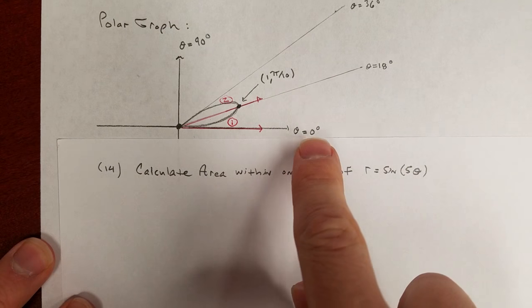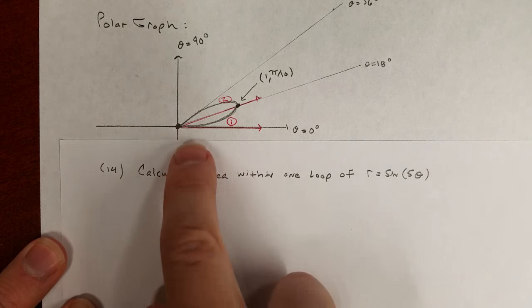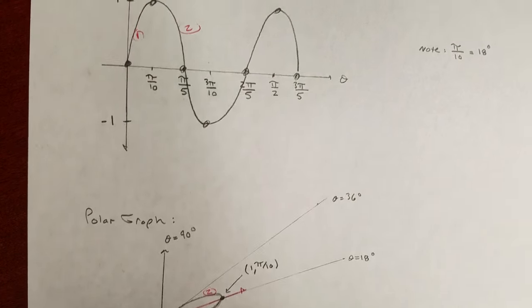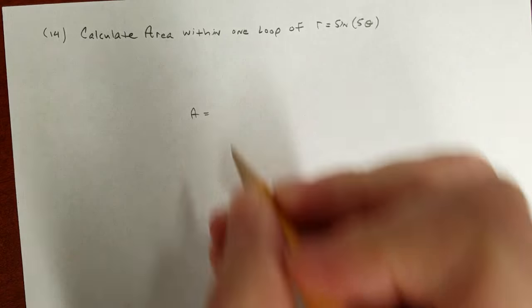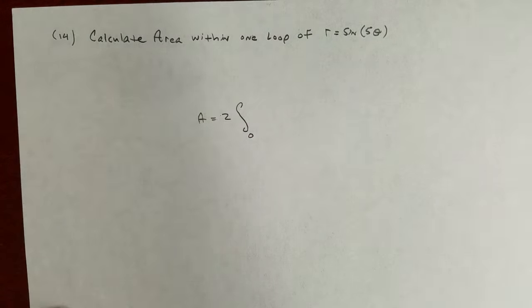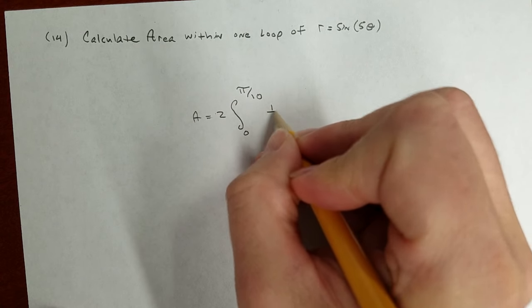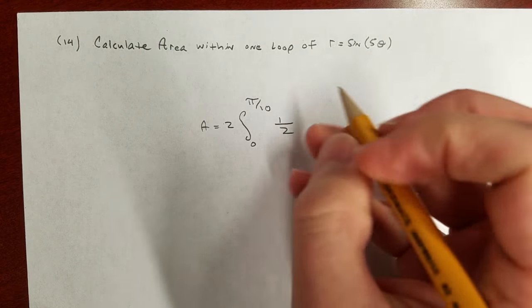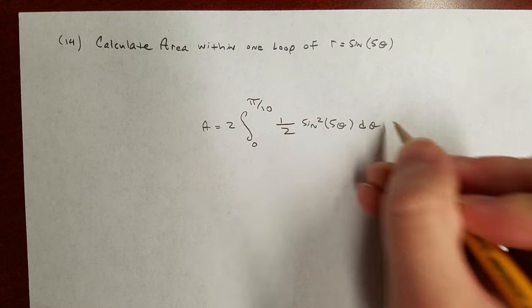Alright, so we want to go from 0 to pi over 10 of 1/2 r squared d theta. What's r? What's that arc? What's that polar graph? It is sine 5 theta. Alright, so that shouldn't be too hard to do. So for this part, I'll say, see the picture. The area totally contained within a loop is going to be double the result of the integral from 0 to pi over 10 of 1/2 r squared, which would be like that, d theta.